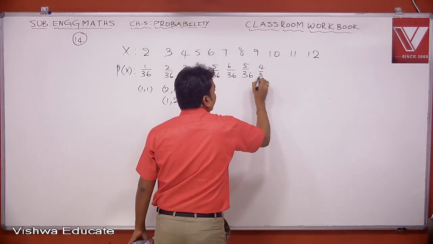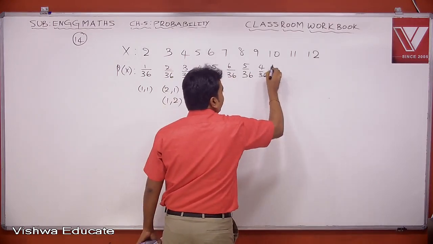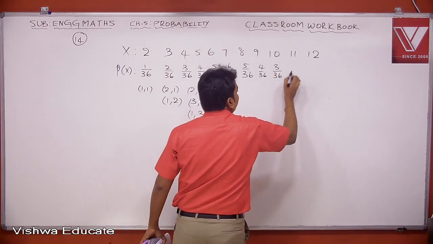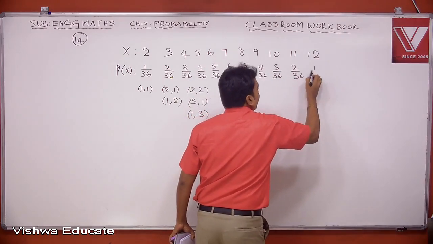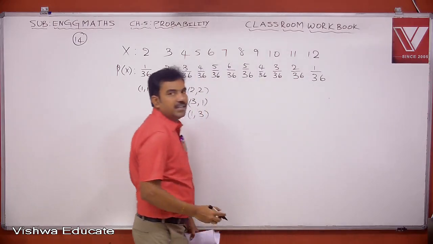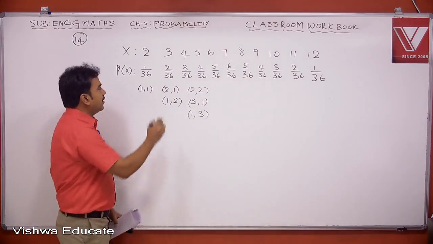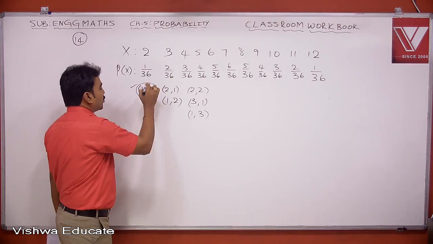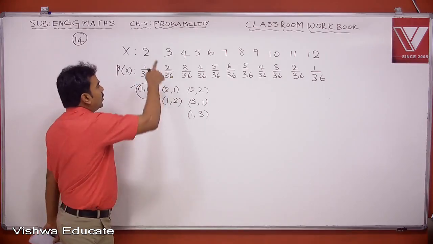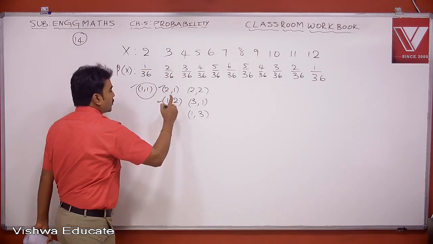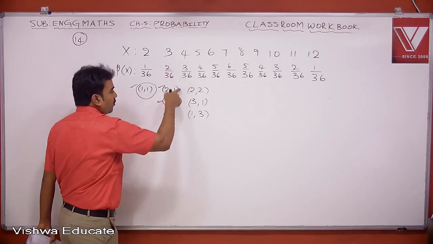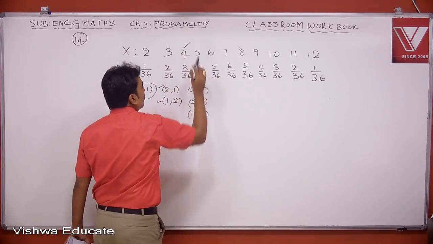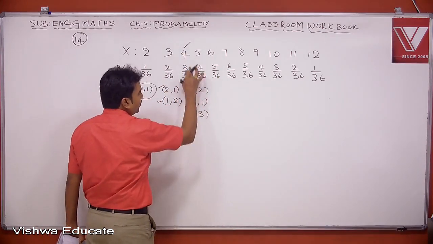This is 4 by 36. Now decreasing starts: 3 by 36, 2 by 36, and this is 1 by 36. You can verify probabilities like this. To get sum 2, we have only one possible case, 1 out of 36. To get sum 3, 2 chances, 2 plus 1, 1 plus 2, 2 out of 36. To get sum 4, 3 chances, 2+2, 3+1, 1+3, 3 out of 36.